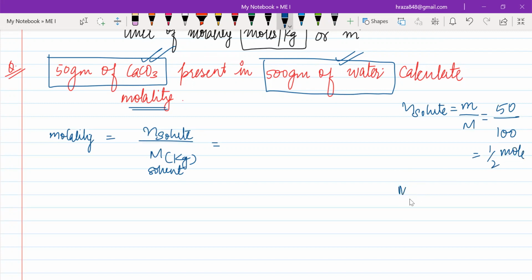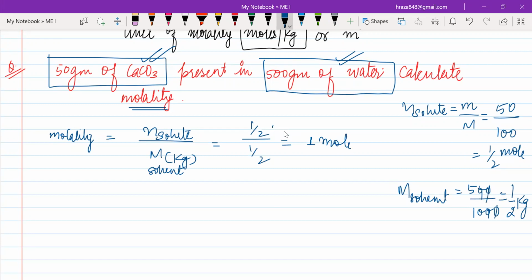Mass of solvent in kg, we need to keep it in kg. So 500 gram divided by 1000, it will be in kg, equal to half kg. Now put the value, it will be half upon half, and it will cancel. So it will give you 1 mole. In numerator you have mole and in denominator you have kg. So 1 mole per kg it is. Is that clear? Yes, sir. It's so easy.